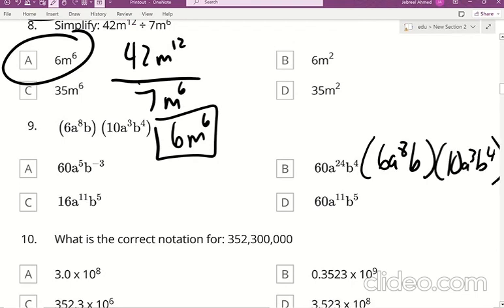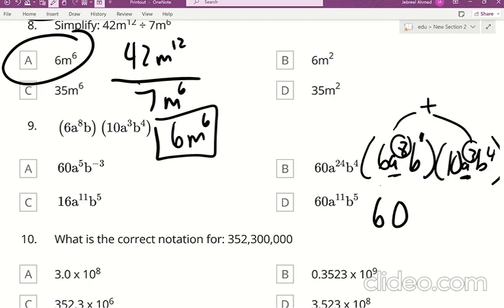So number 9, don't forget, if there's no power here, there really is a hidden 1. So I'm going to multiply 6 times 10 is going to give me 60. Then I'm going to do a to the 8th power times a to the 3rd power. Don't forget, we add these two numbers together. 8 plus 3 is 11.